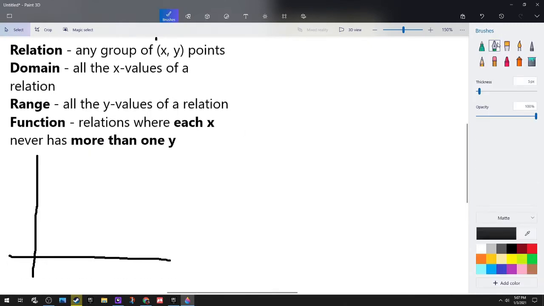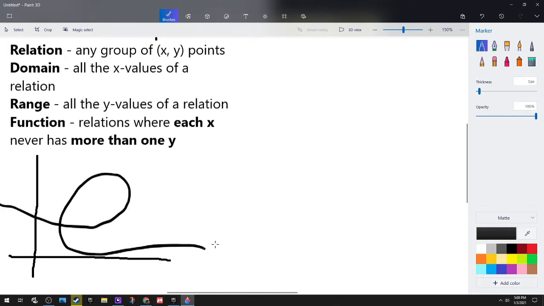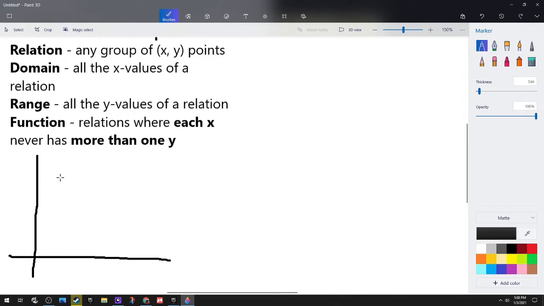All right, question time. Is this a relation? Yes, everything's a relation. Is this a relation? Yes, everything's a relation. Is this a relation? Yes, everything's a relation. You're doing great so far. If your answers have all been yes, yep. How about this? Is this a relation? Yeah, that's a relation. Then the best one, is this a relation? Yes, of course it's a relation. Everything's a relation.